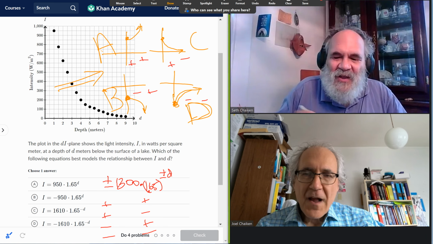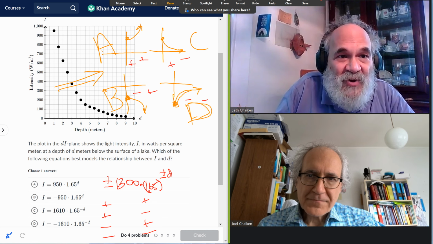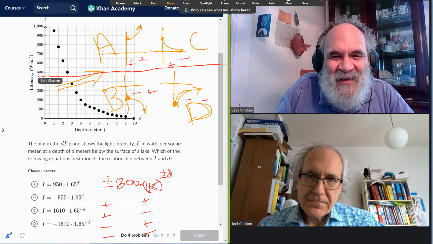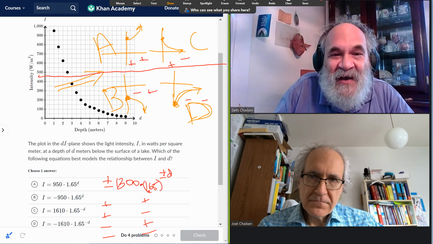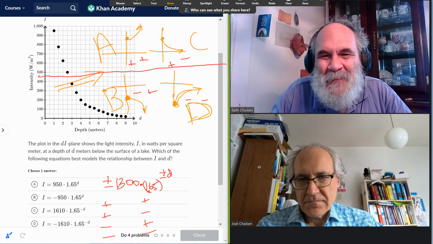Another systematic way: let's draw a line between the cases of the sign of the coefficient. Now imagine a mirror.